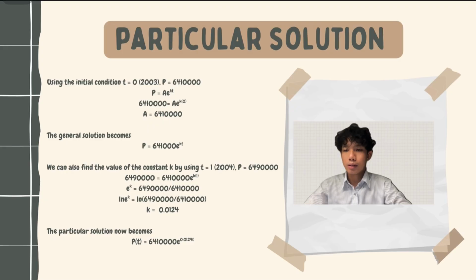Now the general solution becomes P equals 6,410,000 exponential to the power of kt, and we can also find the value of the constant k by using t equals 1 in 2004 and the population at 2004. When we plug in all of the values that we got, we can calculate k, which is 0.0124. And now the particular solution becomes P(t) equals 6,410,000 exponential to the power of 0.0124t.